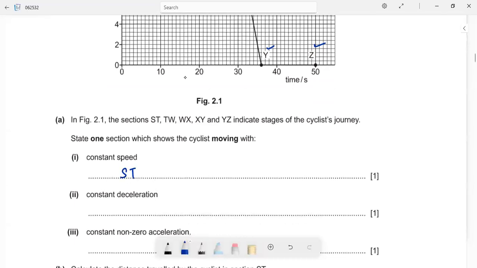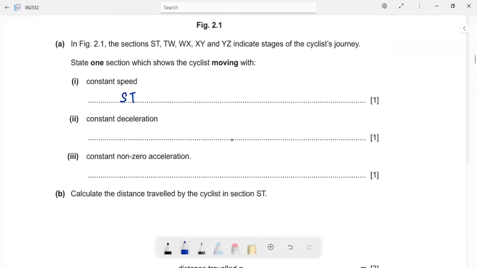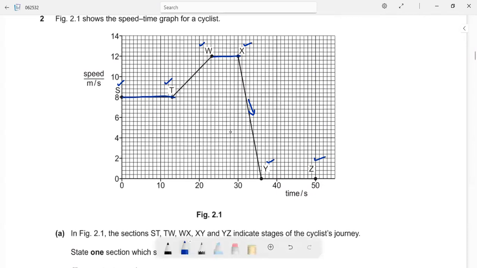Constant deceleration. So deceleration means this one, XY. So this represents the deceleration XY. Constant non-zero acceleration here. TW represents acceleration and XY also represents negative acceleration. So any one you can write, TW.